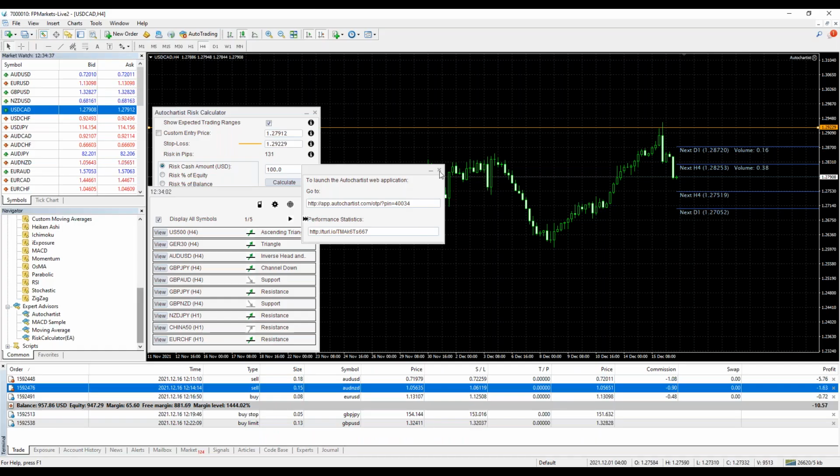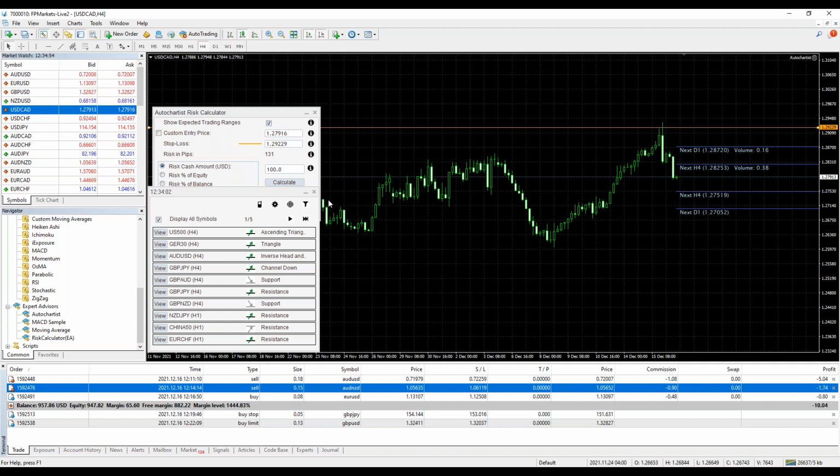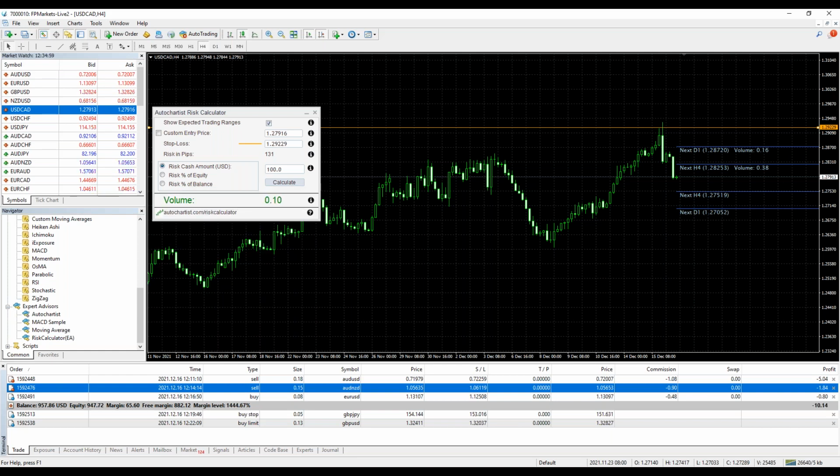The way to get into this tool, into that visual tool, is to launch the Autochartist scanner, click on the world icon, and go to the link saying launch the Autochartist web application. Okay. But we're not talking about that tool today. We're talking about risk management. That's how we spoke. We stuck to the risk calculator.